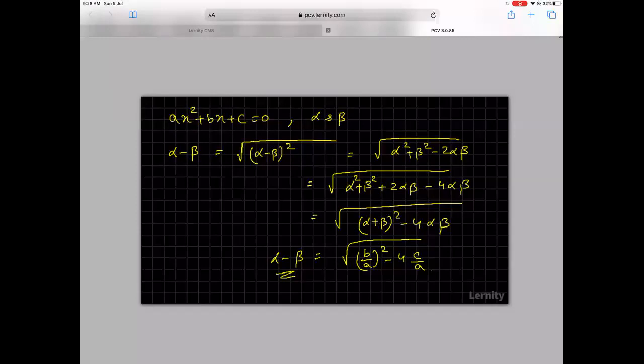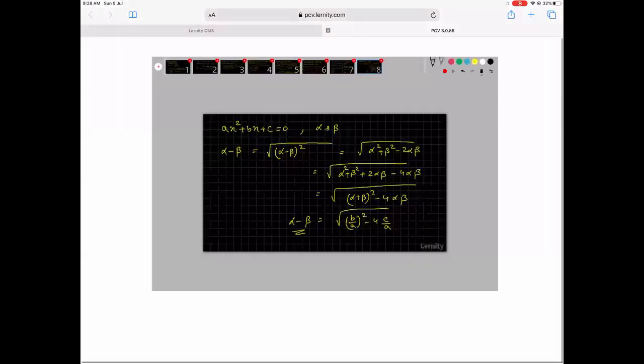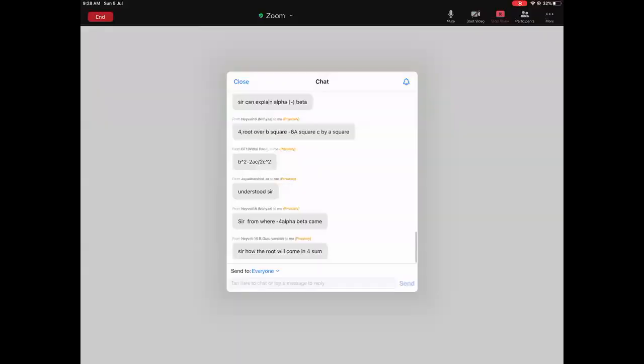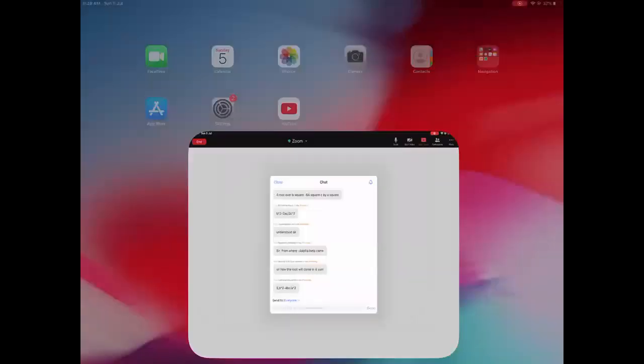Yeah, so if you guys have got it, how the root will come in 4 7? Huh? I explained to you.